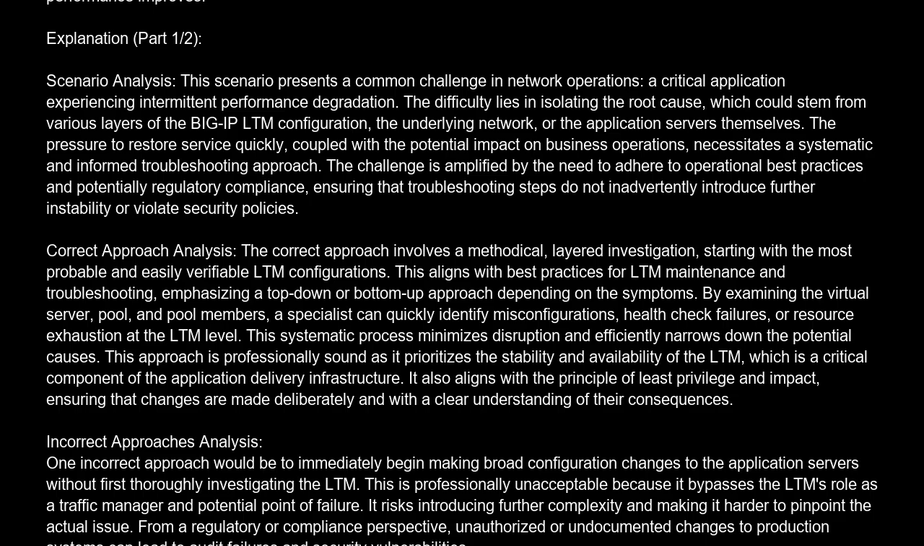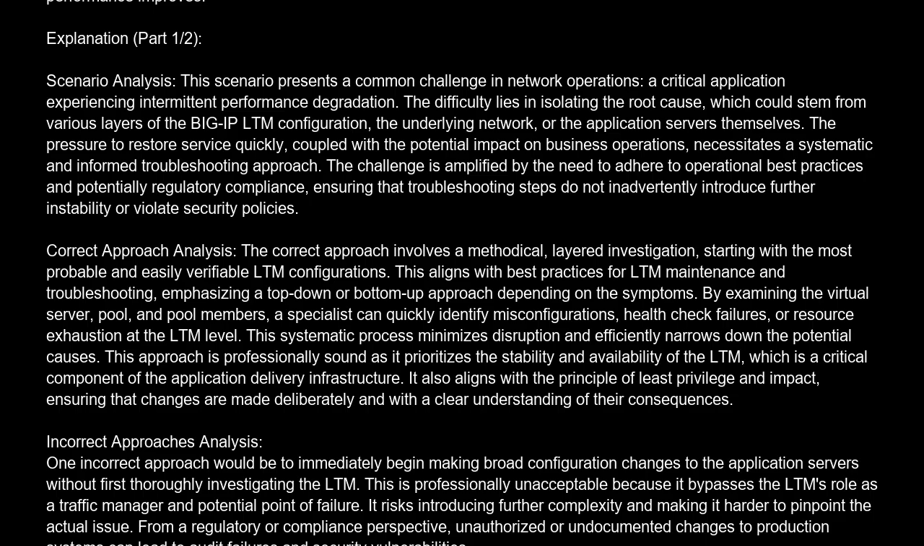Incorrect approaches analysis. One incorrect approach would be to immediately begin making broad configuration changes to the application servers without first thoroughly investigating the LTM. This is professionally unacceptable because it bypasses the LTM's role as a traffic manager and potential point of failure.